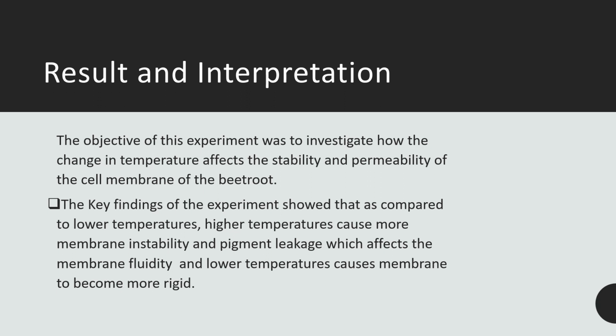In this slide, I would like to explain the results and interpretation of our experiment. The main objective was to investigate how temperature change can affect the stability and permeability of the cell membrane of Beta vulgaris, that is beetroot. The key findings of our experiment showed us that at low temperature the membrane becomes more rigid, which ultimately causes the beetroot to become less permeable.